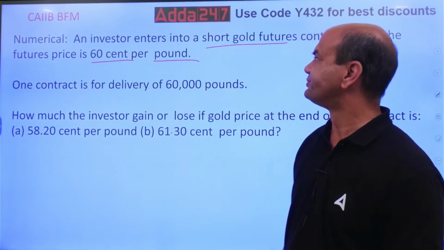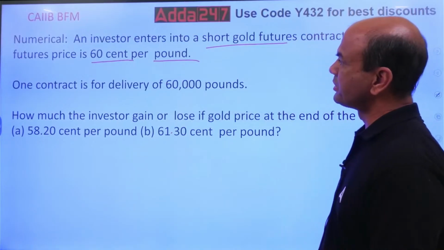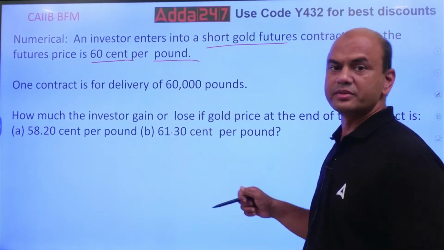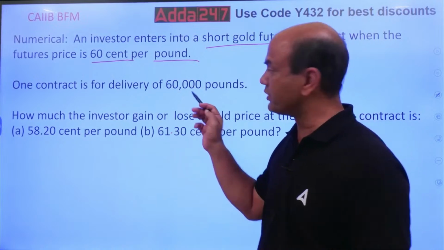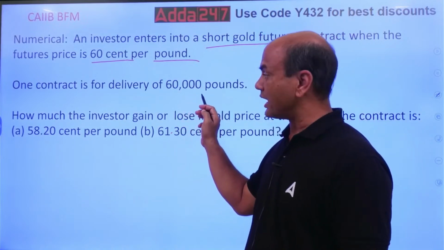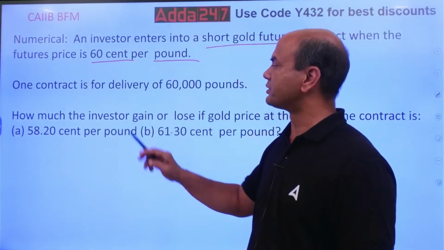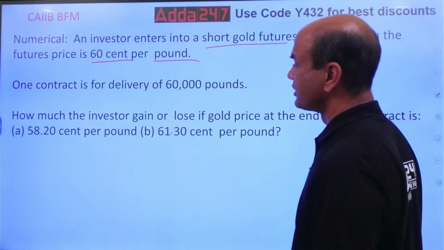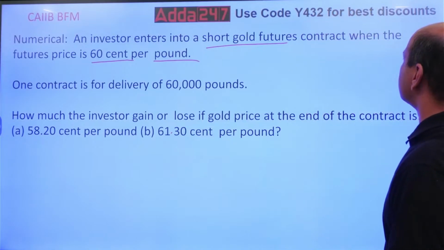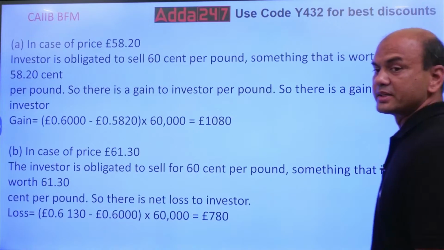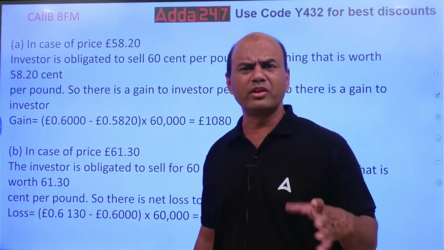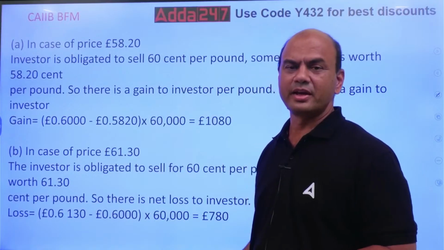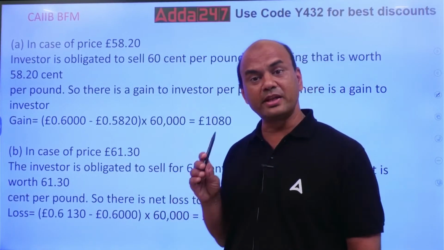So, 60 cents per pound future price, and one contract for delivery is 60,000 pounds. Means if you have to purchase one contract, you have to invest this much. And now the rate goes to 58.20. Then what happens in this case? Now I'll explain it to you. I won't ask you for the answer. I'll be explaining the case today because I know many of us are not into this daily business of options and futures. We don't know that much.